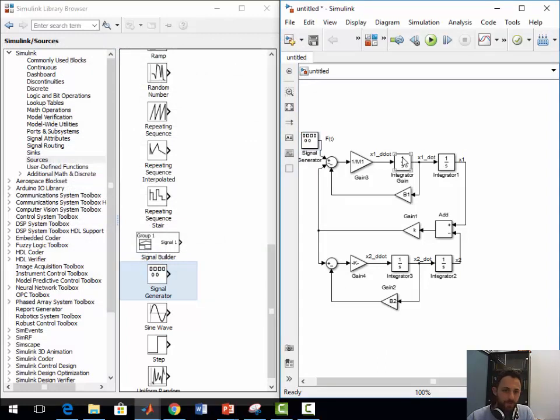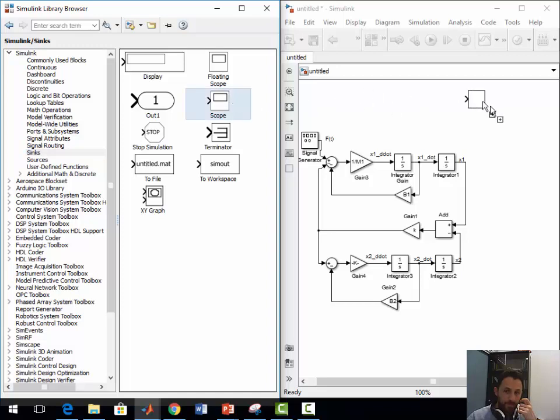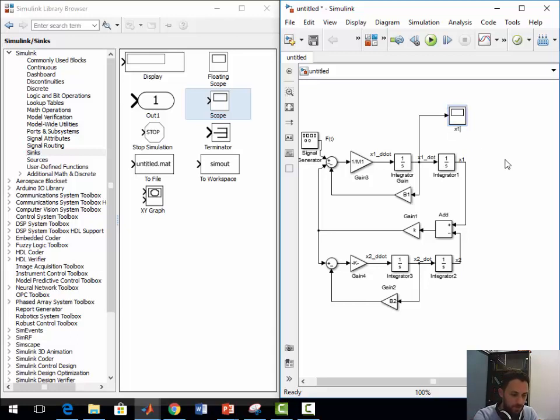Now we want to observe the output. You can go and get the scope from the sinks. We are interested in x1 dot, and we may be interested in looking at the displacement of the cart and the displacement of the trailer. This is x2, x1.